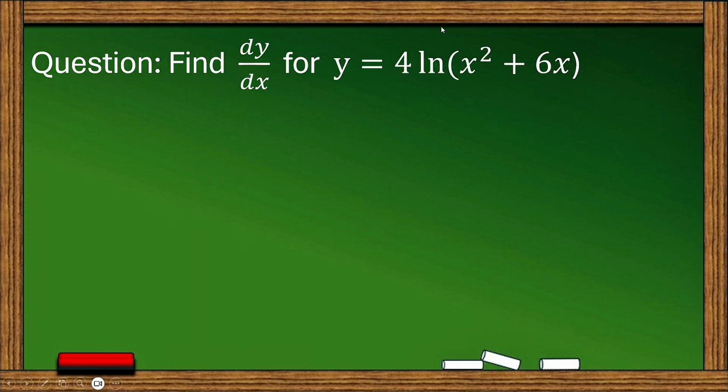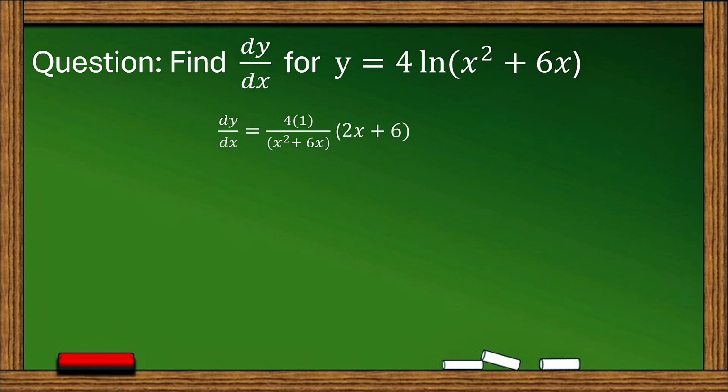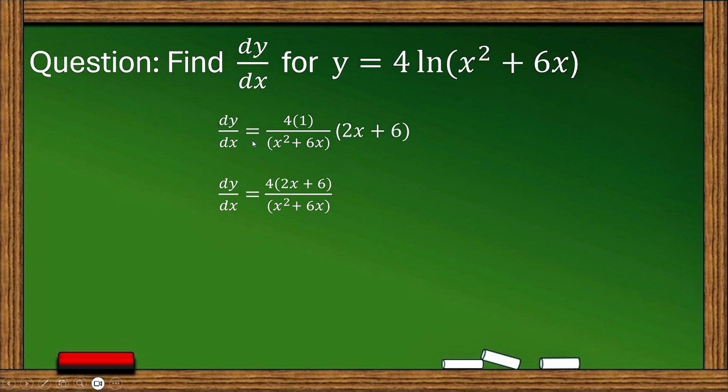And we look at another question. Find dy over dx for y equals 4 ln open bracket x power of 2 plus 6x close bracket. So we need to know the derivative of the function ln. The derivative of ln is 1 over x, so it will be like this: 4 times 1 over, and you need to write down again x squared plus 6x. And don't forget to differentiate x squared plus 6x, and it will be like this. And don't forget to multiply by 4, and this is your final answer.